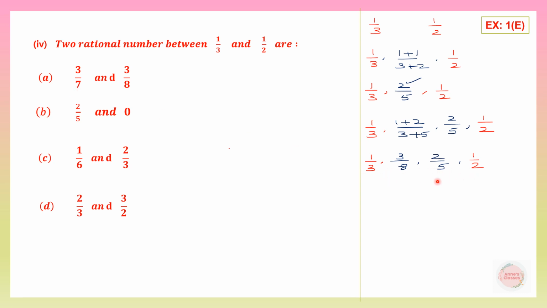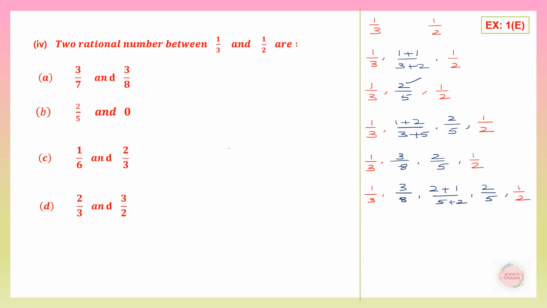Let's try and find some more rational numbers between 1 by 3 and 1 by 2. So 1 by 3 is the question. Then we found 3 by 8 is one of the rational numbers that we put in between. Now what we are going to do is add up 2 and 1, 5 and 2. So that will be 2 plus 1 and 5 plus 2. And then we already have 2 by 5. And then the last one is the question, which is 1 by 2.